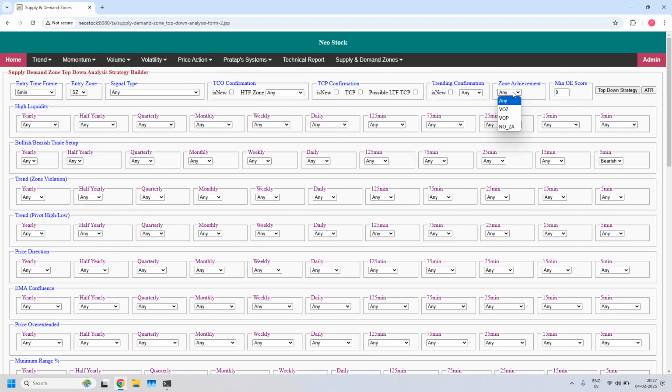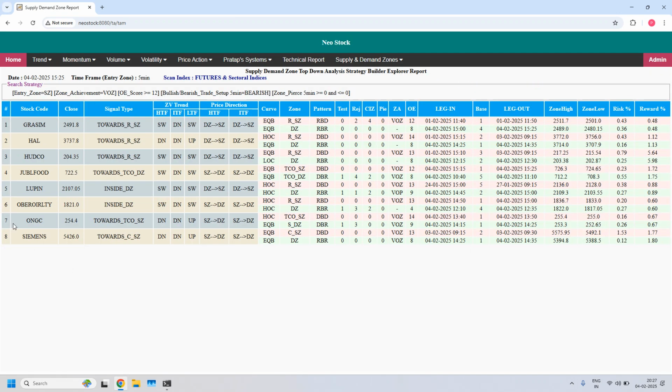Zone achievement violated opposing zone, minimum odd enhancer score is 12. All 3 filters are applied to 5 minute supply zone. Let's filter. We got 8 stocks. So these 8 stocks are currently supporting bearish trade setup for hourly income trade. And entry time frame is 5 minute supply zones.